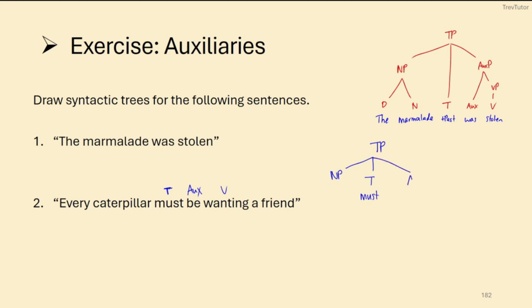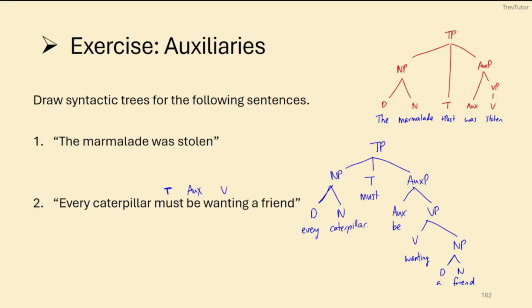And instead of a verb phrase as a complement, I'm going to take an auxiliary phrase. So that consists of the auxiliary be, and then wanting is a verb phrase with a verb head. Wanting, and you want something, you want that noun phrase complement direct object, which is a friend. So that's determiner plus noun for a friend. Now we just need to build our subject every caterpillar, which is a combination of determiner and noun, which is every plus the noun caterpillar.